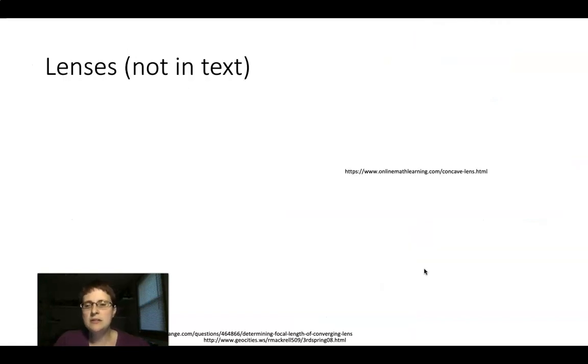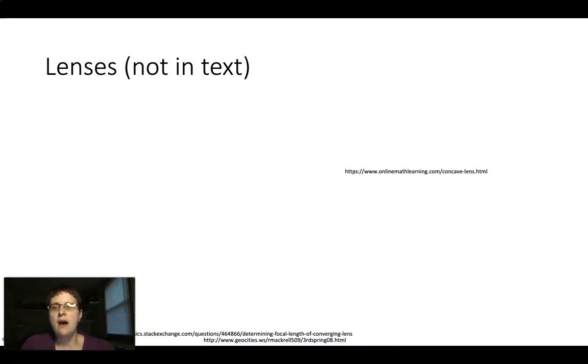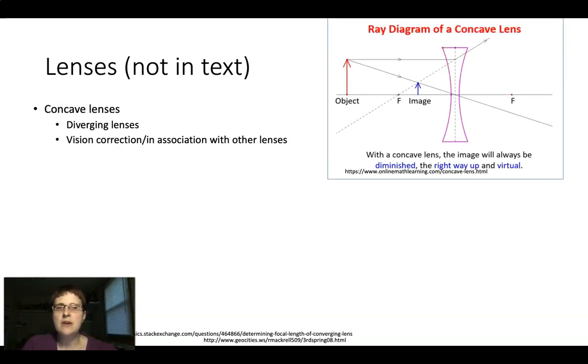The other thing that I wanted to talk about, because many of you work with cameras and so forth, are lenses, because lenses also work on the same sorts of principles as mirrors. So we're going to start first with concave lenses. Concave lenses are what we call diverging lenses.